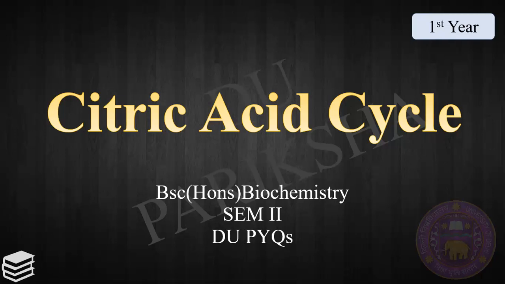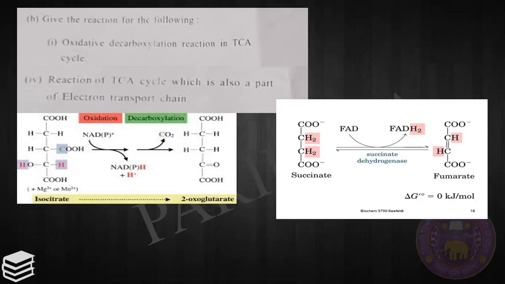चलिए हम देखते हैं इसके क्वेश्चन. Before moving on to the first question, I would like to say that in this unit we will be solving PYQs related to the inhibitors of the TCA cycle and its regulation and some important reactions and how it is amphibolic in nature. Now let's start with the first question: give the reaction for the following oxidative decarboxylation reaction in TCA cycle, and second, a reaction of TCA cycle which is also a part of ETC, that is electron transport chain.